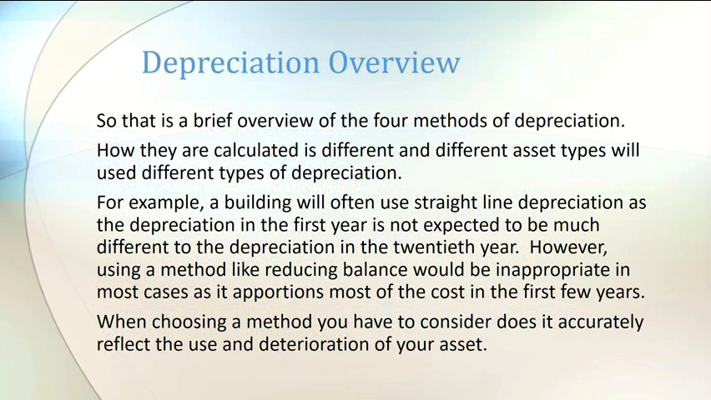So that is a brief overview of the 4 methods of depreciation. How they're calculated is different, and different asset types will be used for different types of depreciation. Buildings, for example, will often use straight line depreciation because there isn't much difference in the deterioration of a building between year 1 and year 20. However, reducing balance wouldn't be appropriate. That would be more likely used for, say, a motor vehicle or a computer or any sort of IT equipment and that sort of thing.